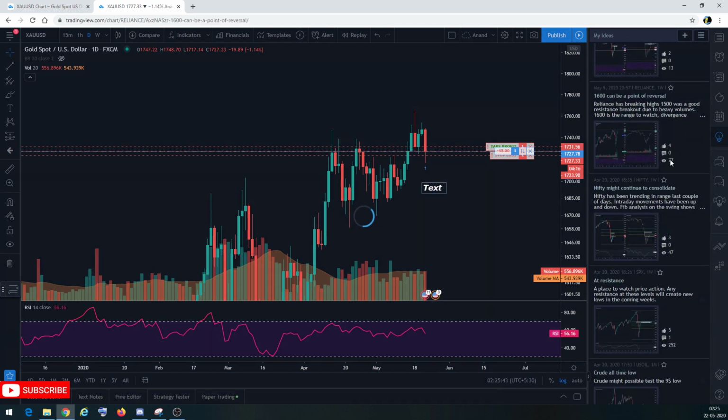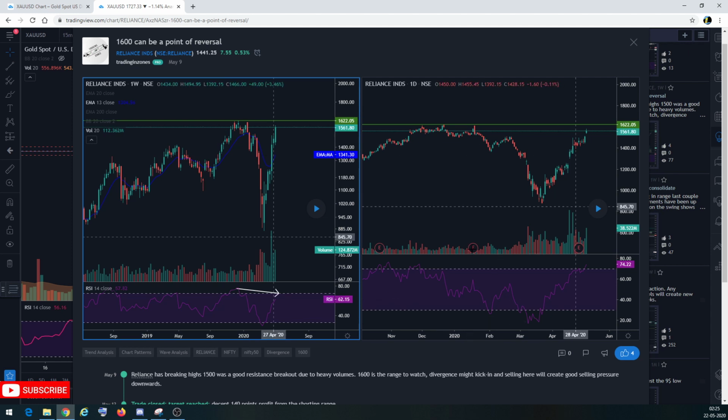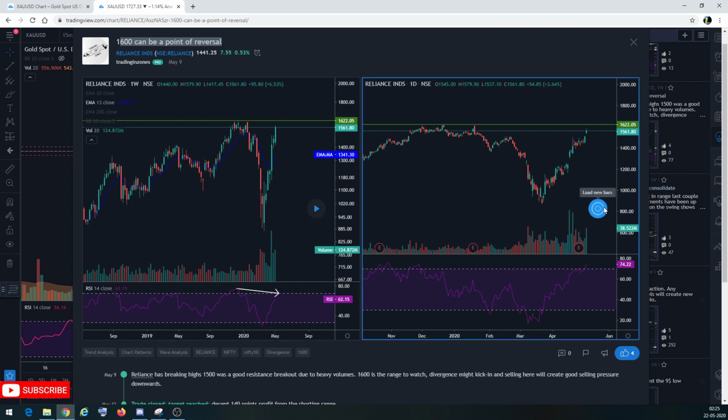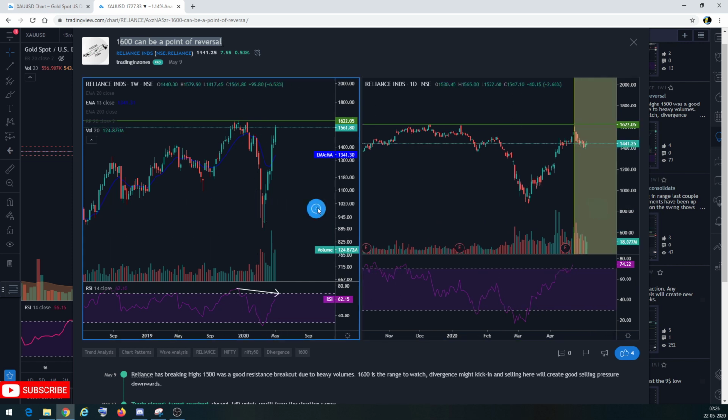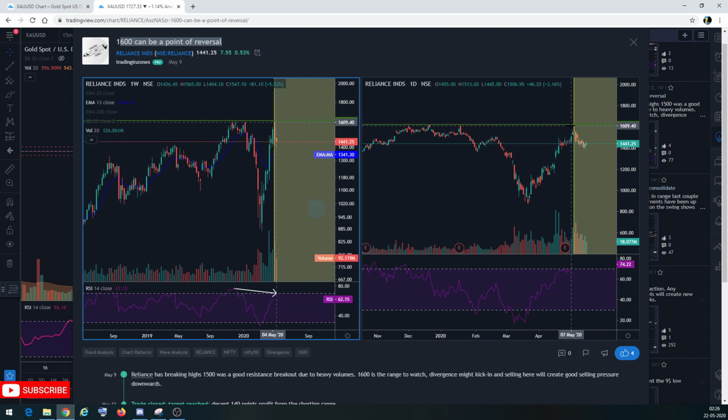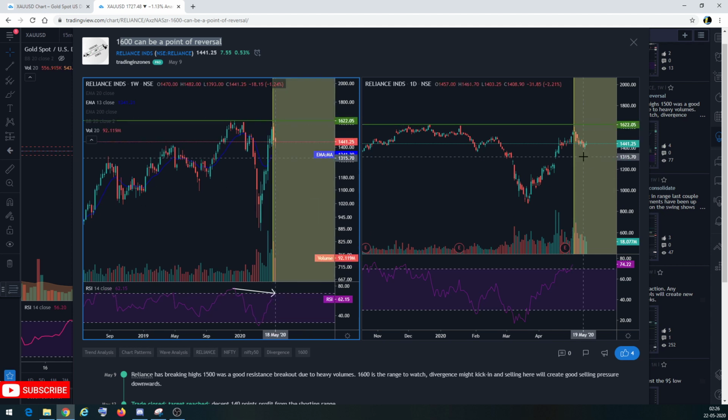Like for example, 77 people viewed this particular idea of Reliance. You can see I've put both weekly and daily charts. This was gap up, it was heading towards 1600. I mentioned 1600 can be a point of reversal because we are always working on probabilities. And if you play the bar chart, and if you see on a weekly basis and a daily basis, it went right up till there, hit the rejection and moved up.